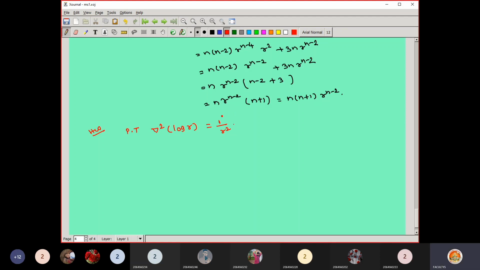Very simple. Okay. In the same model, you can find out your values.